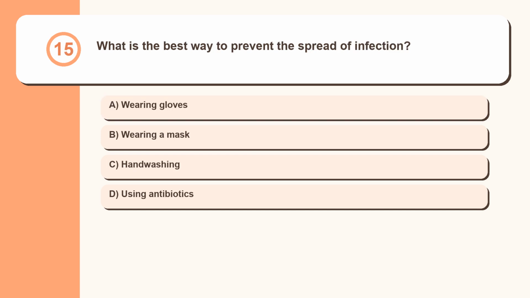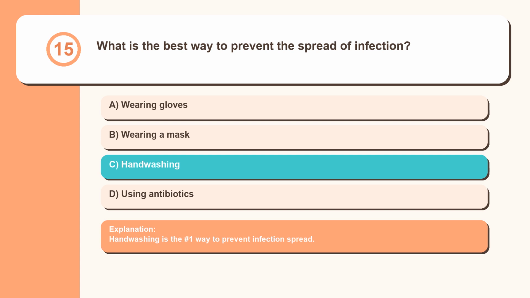Question 15. What is the best way to prevent the spread of infection? Wearing gloves. Wearing a mask. Hand washing. Using antibiotics. Hand washing is the number one way to prevent infection spread.